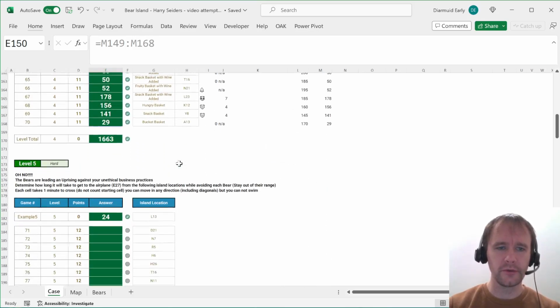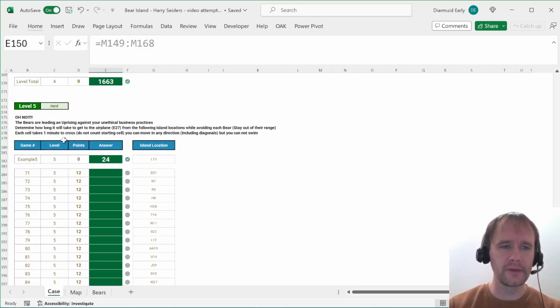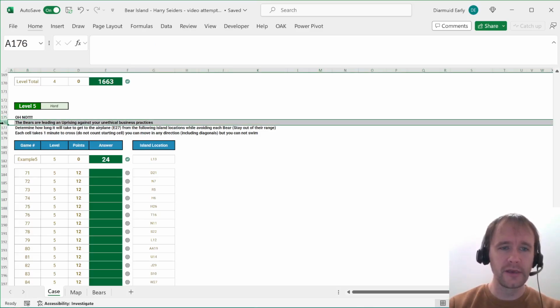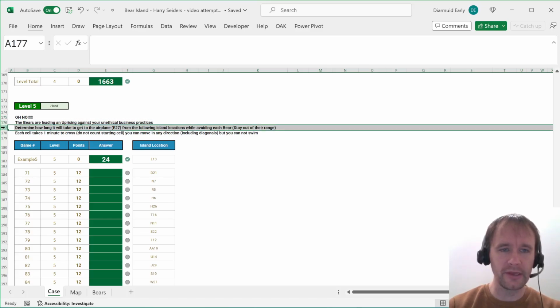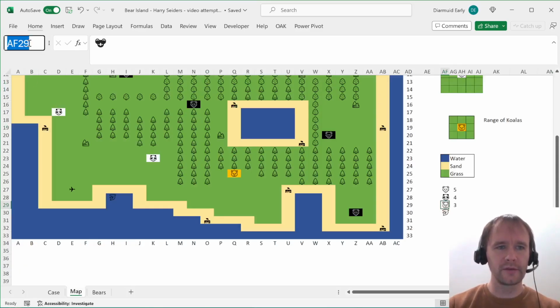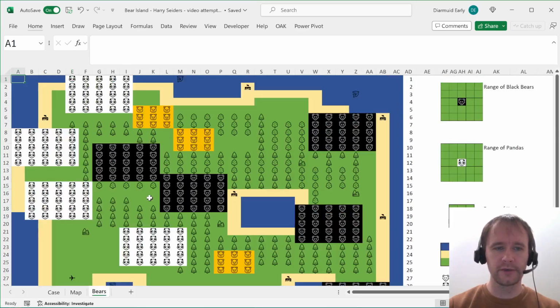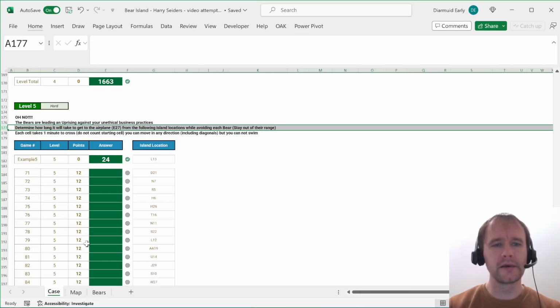So just to quickly show you, I'm not going to try to solve it now because again, we're staying focused for this course. But for level 5, oh no, the bears are leading an uprising against your unethical business practices. Determine how long it will take to get to the airplane on E27. Let's look at E27. So you got to get to the airport here from each of the following locations while avoiding each bear, staying out of their range. So in other words, if you're here, you can't just go through here because you'd be going through bear territory, so you have to go round and round and round.